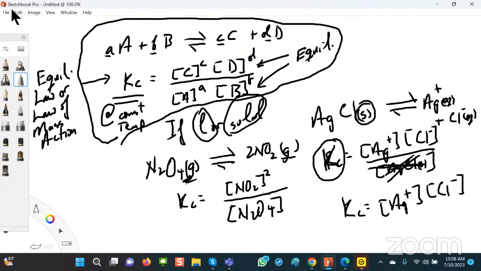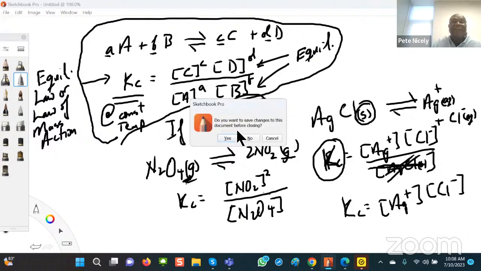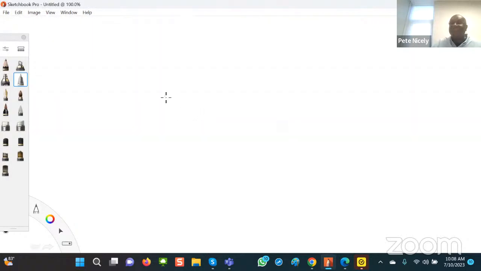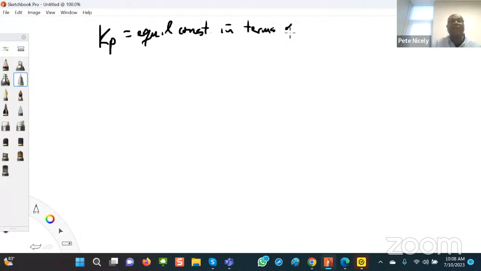Yep. All right, so let me go here. If you're dealing with a totally gaseous system, we can write down an alternative equilibrium law based on what is known as Kp. Kp is the equilibrium constant in terms of partial pressure. In this case, we use the pressure terms for the different components in the system.